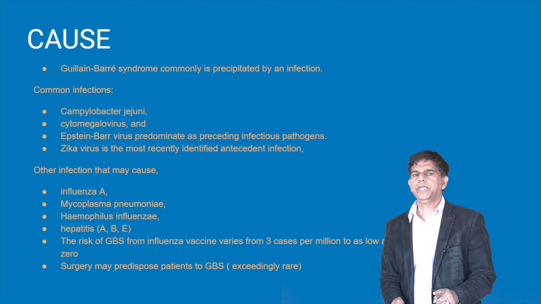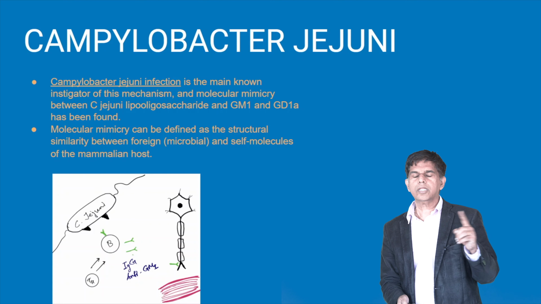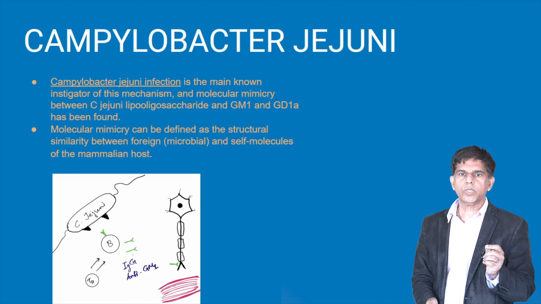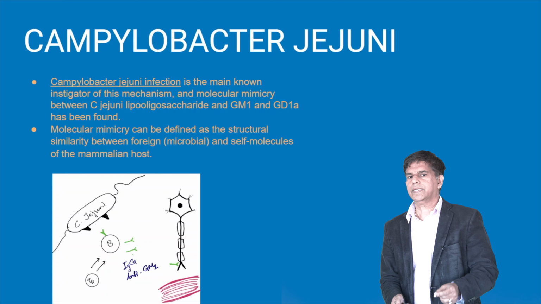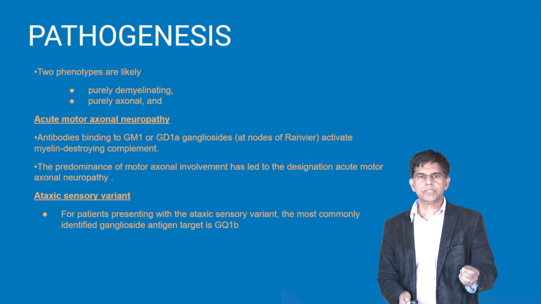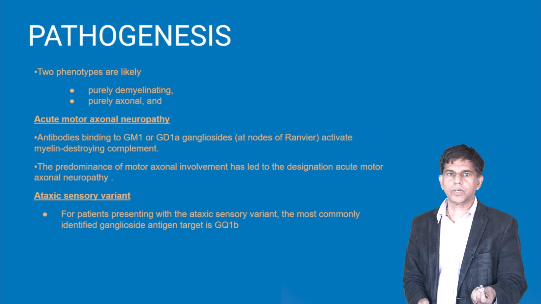But remember Guillain-Barré. Okay, got a nice picture here. How does molecular mimicry play in? Between Campylobacter jejuni lipo-oligosaccharide and GM1 and GD1, it has been found, and then they attack the myelin sheath, and then you can have GB syndrome. Pathogenesis: there are two phenotypes, purely demyelinating and purely axonal.